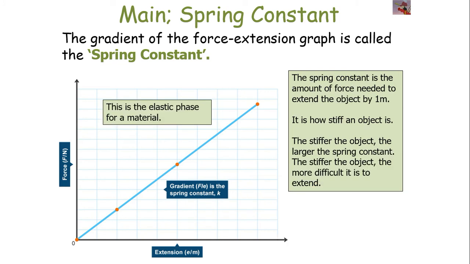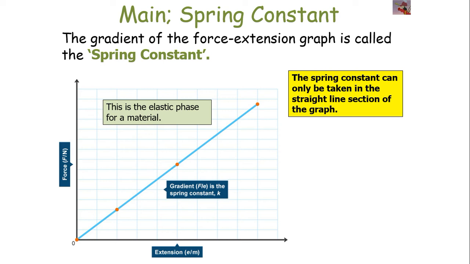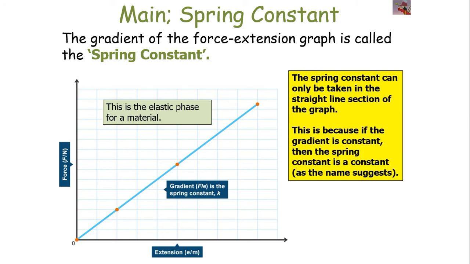Now again, if it's a straight line, it must be in the elastic phase, and the spring constant, which is the gradient of our line, is the amount of force needed to extend the object by 1 meter. It is how stiff an object is. The stiffer an object, the larger the spring constant. The stiffer the object, the more difficult it is to extend. Now the spring constant, because it's a constant, can only be taken on the straight line section of the graph, because at that point the gradient is constant, so your spring constant is constant.